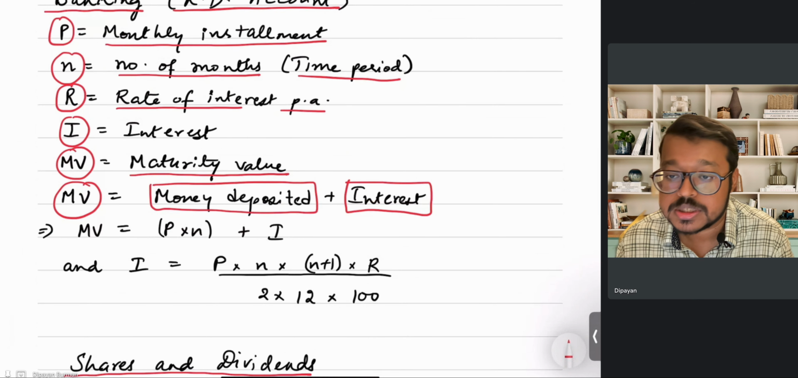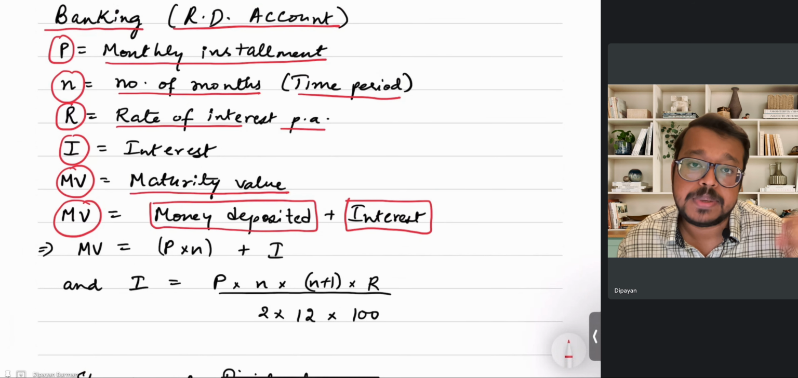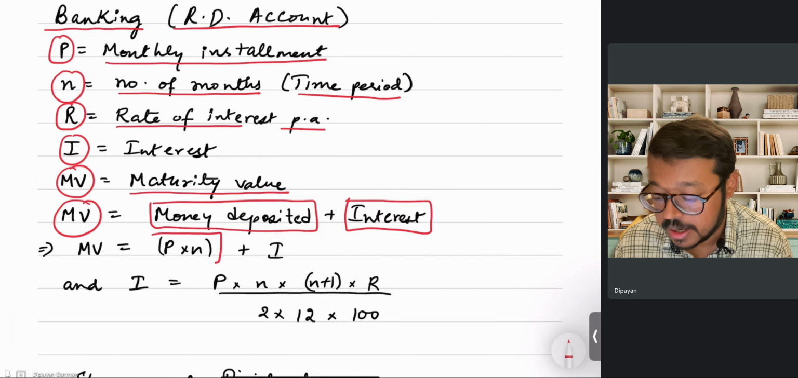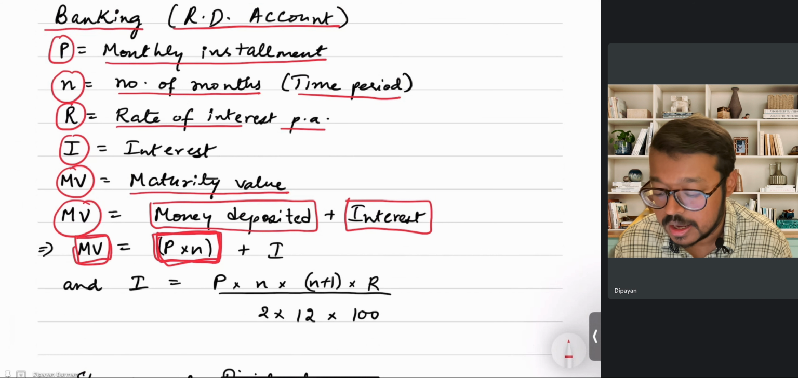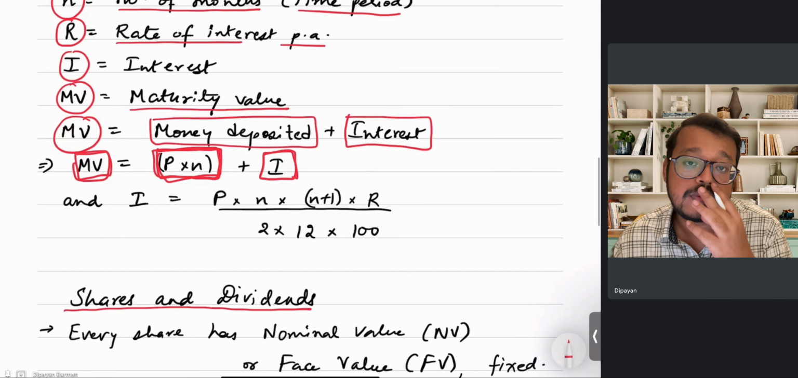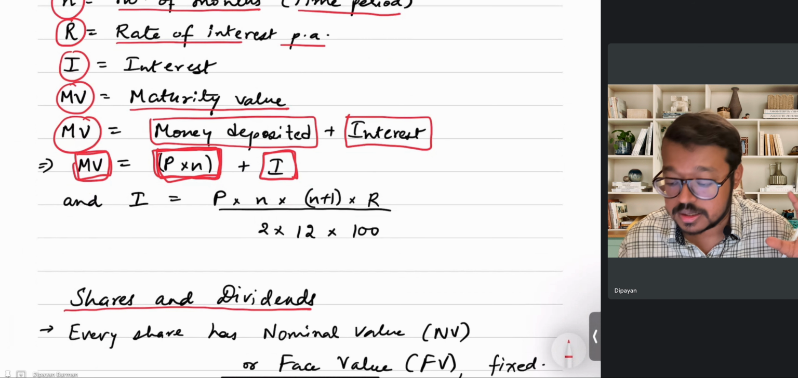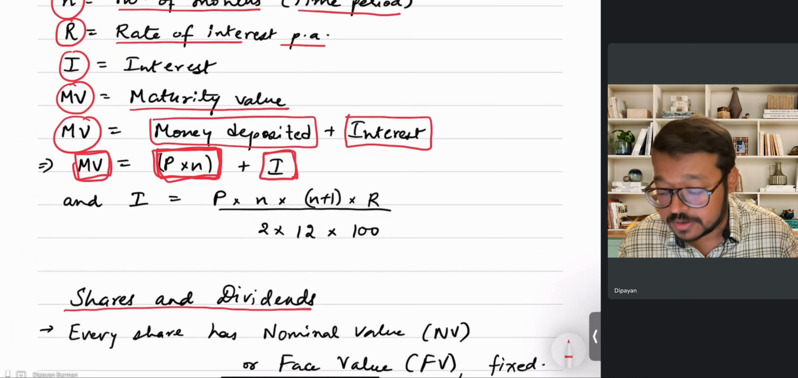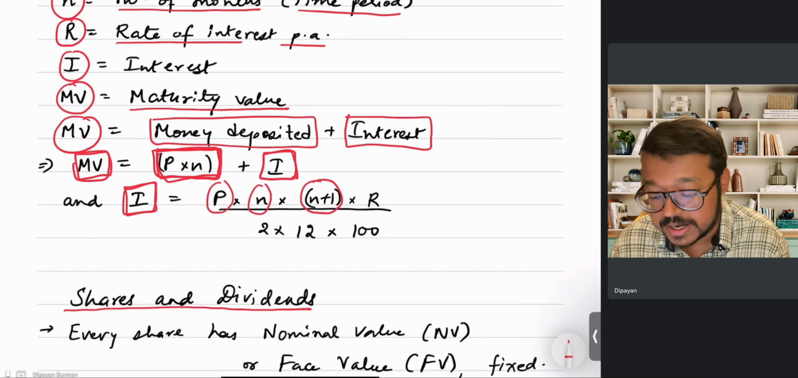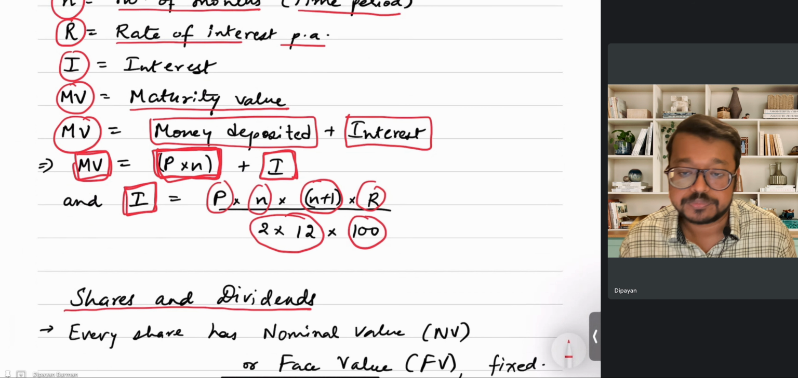So the money deposited will be P rupees every month for n number of months. So the money deposited will be P multiplied by n. So the maturity value is P multiplied by n plus the interest I. And you can derive a formula, and you can directly remember the formula that the interest will be equal to P into n into (n plus 1) divided by 2 into 12 into R by 100.